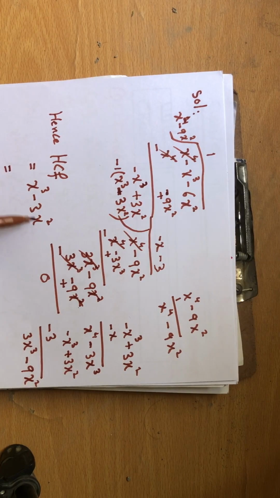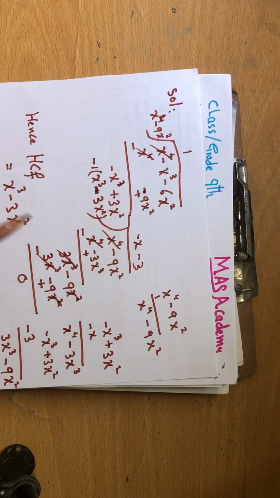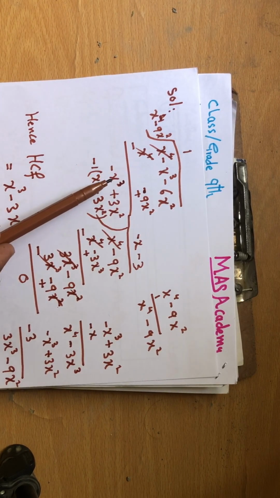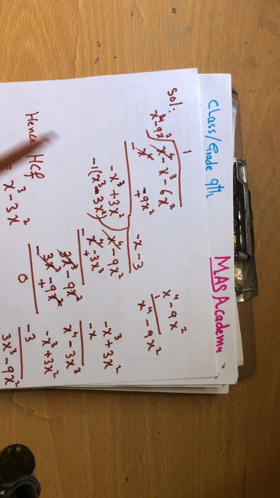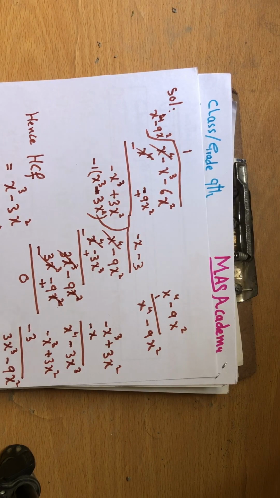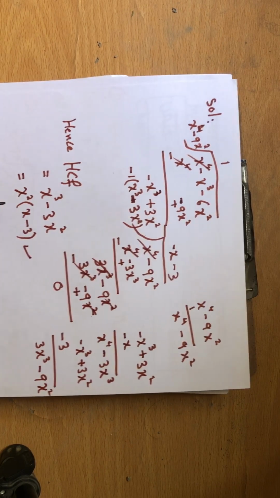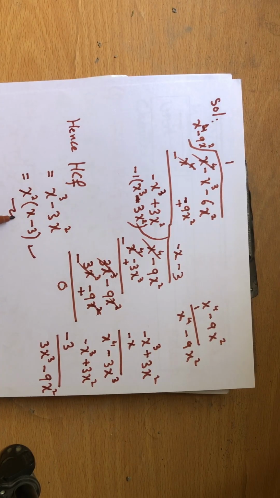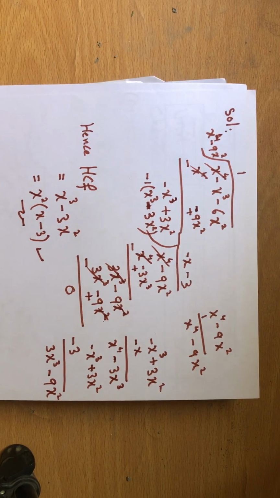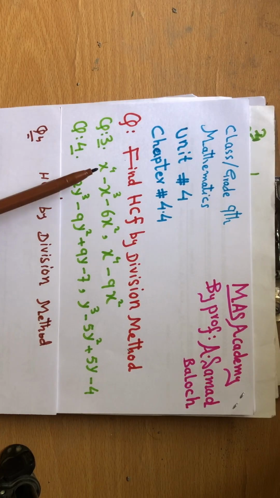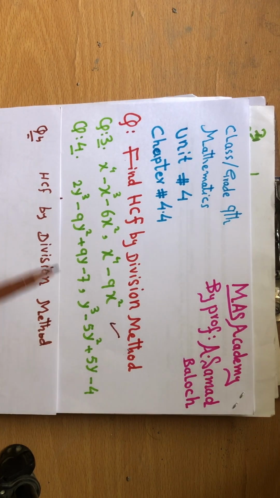Remember, if we took x square common, x minus 3 is left here. This is our HCF by the division method we solved. If we make our HCF minus x cube plus 3x square, we also can; it is not a problem. This can also be our HCF, but right now we took out minus as a common, so this question is over. Question number 3 we have done.